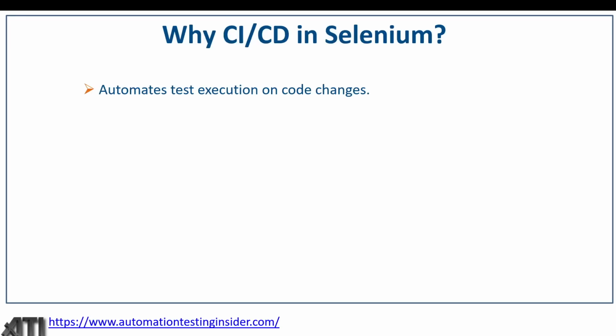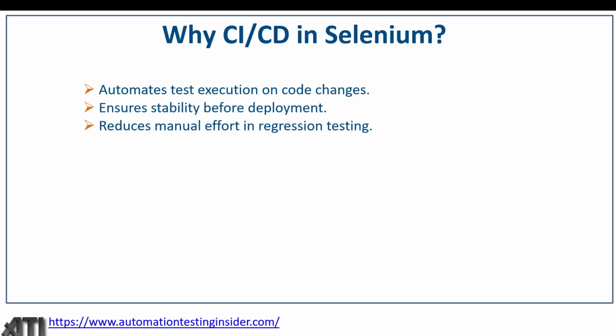So it automates test execution on code changes, right? As we have discussed, it ensures stability before the deployment, right? So we can deploy the automation code and test it as well, and make sure everything works perfectly fine before the final deployment. It reduces manual effort in regression testing, correct?